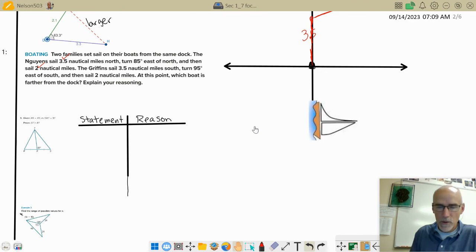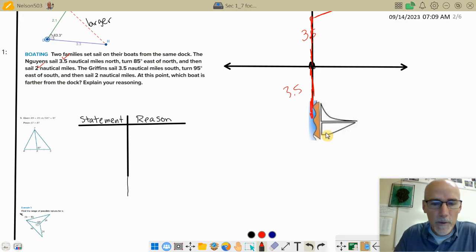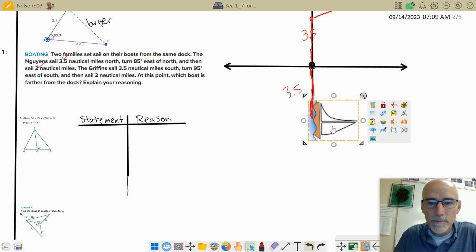So, okay, let's record where it just went. It went 3.5 due south. Here we go, 3.5 due south. Boom. Hey, look at that, 3.5, 3.5. Now watch, we're going to turn the sailboat. And we want to turn the sailboat 95 degrees east of south.